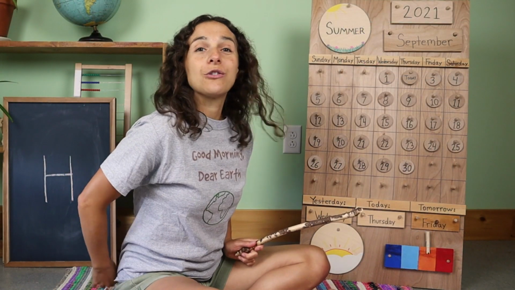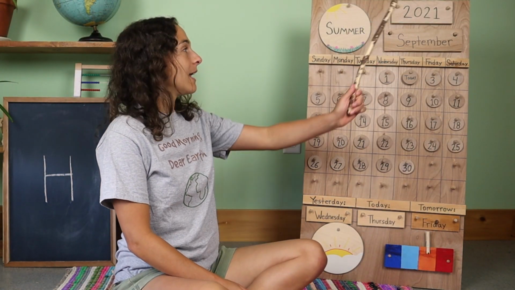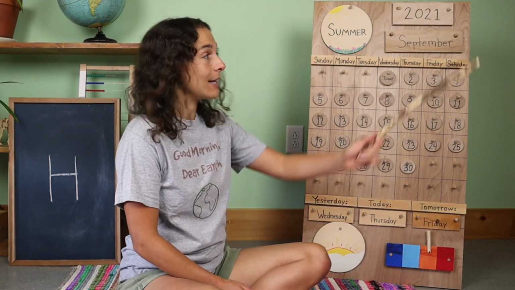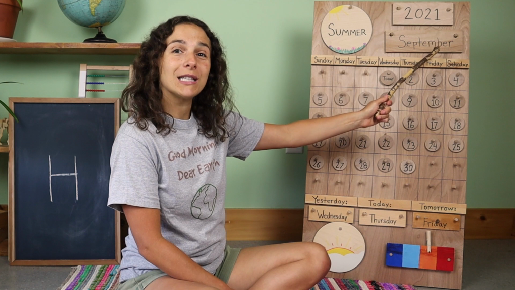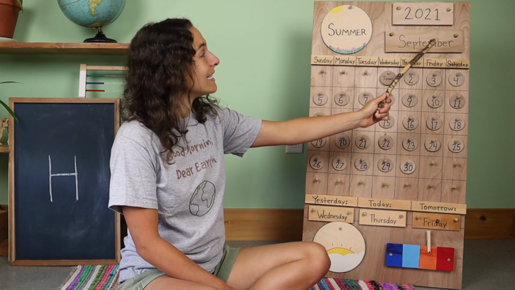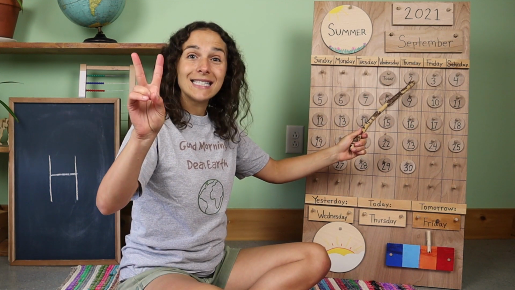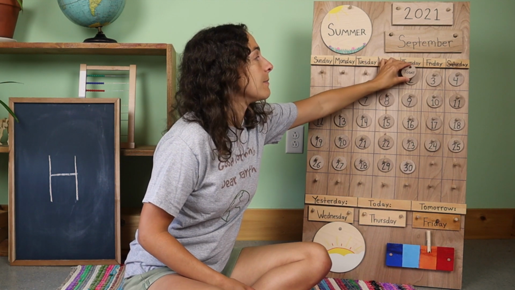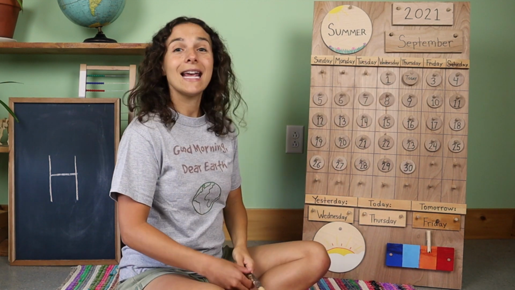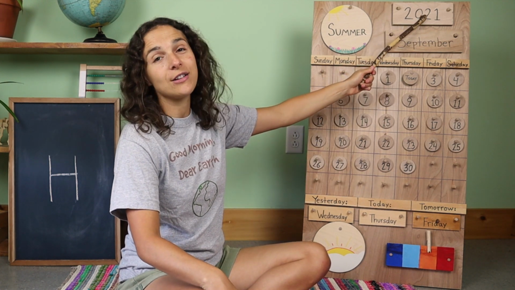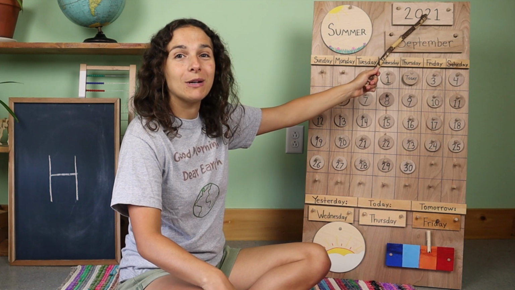Let me grab my pointing stick and I'm going to turn around so that we can go over the date together. Here's the month right up here. Yesterday we started a brand new month. Do you remember what the new month is called? September, that's right. And today is September 2nd. Yesterday was the first day of September, and today is September 2nd. And the year is 2021.